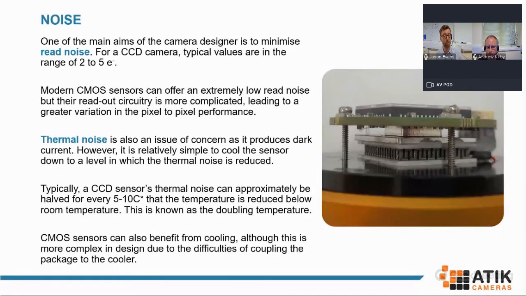Now, in the case of modern CMOS sensors, read noise levels can be very low, but the complex circuitry will often lead to greater variation from pixel to pixel. So as a result, if we thought CCD as a nice normal statistical distribution, CMOS can be a lot more scattered, which makes it a lot harder to give a precise value due to that heavily skewed distribution.